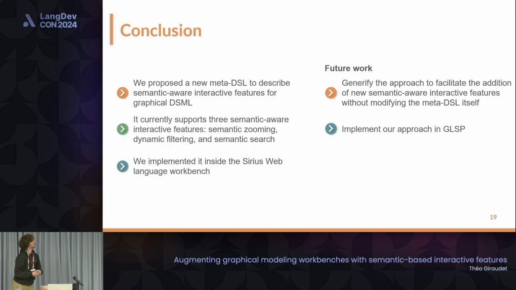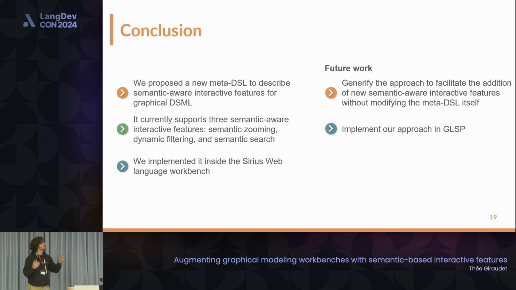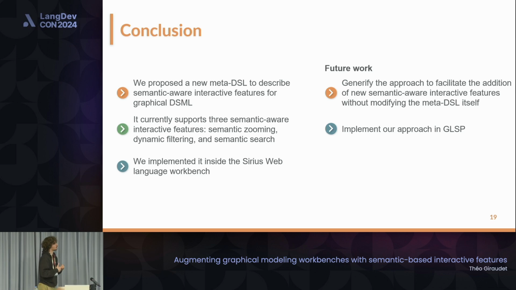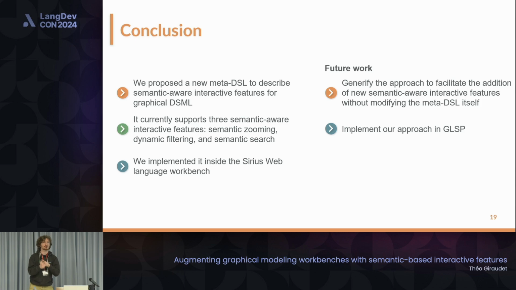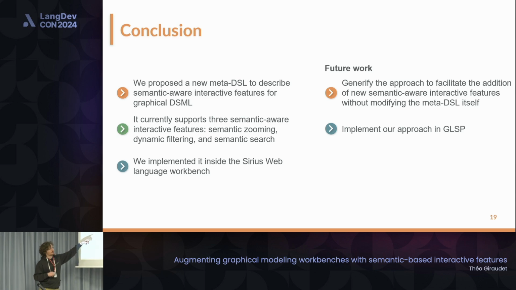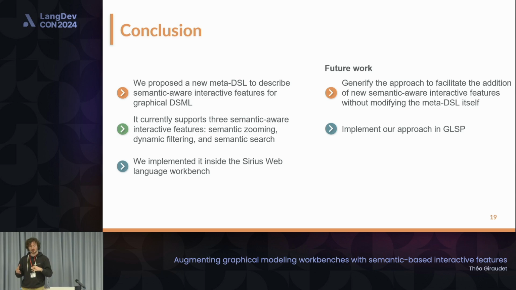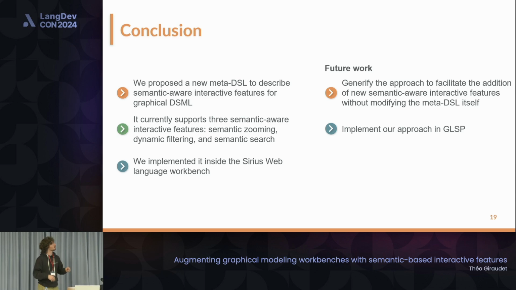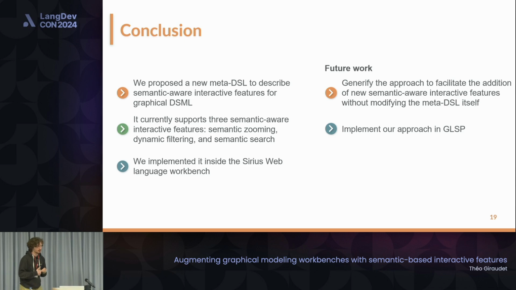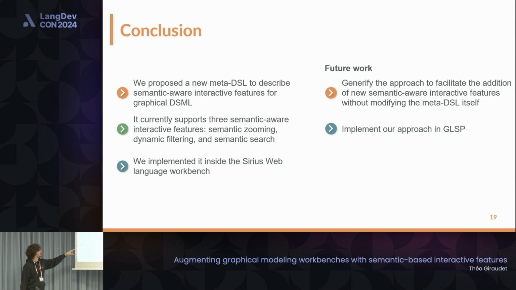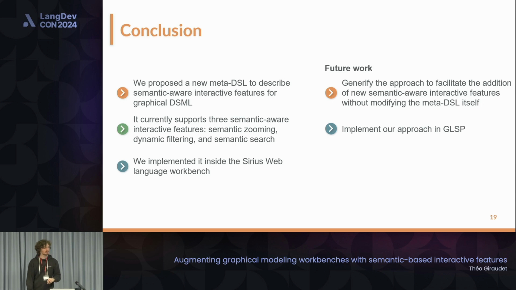Now a small conclusion. So we propose a new meta DSL to describe semantic-aware interactive features for graphical DSML. Currently, we are supporting three semantic-aware interactive features: the semantic zooming, the dynamic filtering, and the semantic search. An important thing to note is, I didn't show you the abstract syntax of our meta DSL, but these three semantic-aware interactive features are coded inside the meta model. And finally, we implemented this meta DSL inside the Sirius Web language workbench.